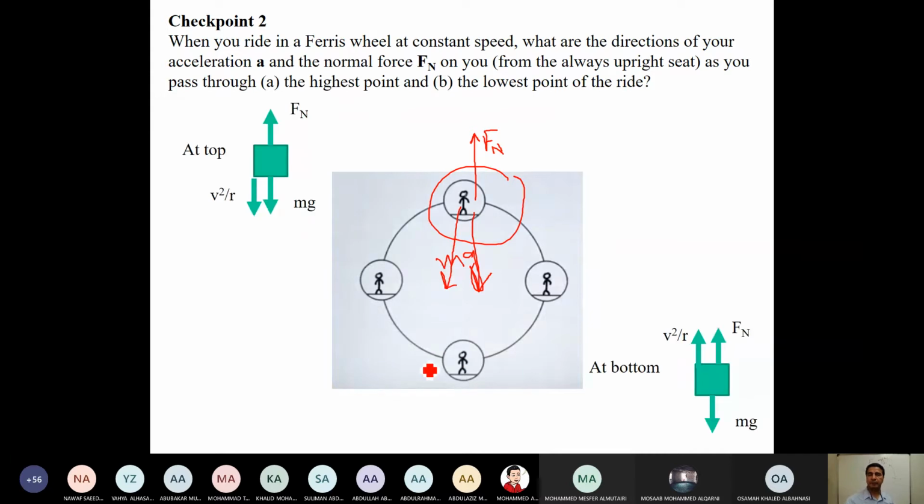What will be different at the bottom, which is shown at the lower side here, this diagram? Fn is still up, and the gravitational force is still down, but the centripetal force will be up, because we are talking about this position. So he's still keeping the motion in the circle. And we know that the centripetal acceleration always will be pointing towards the center.